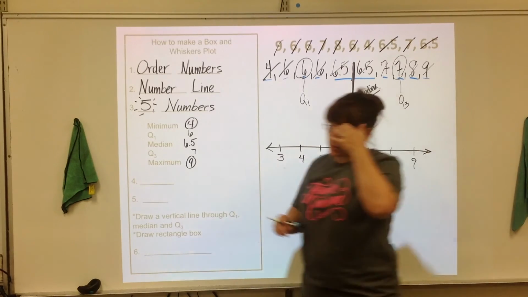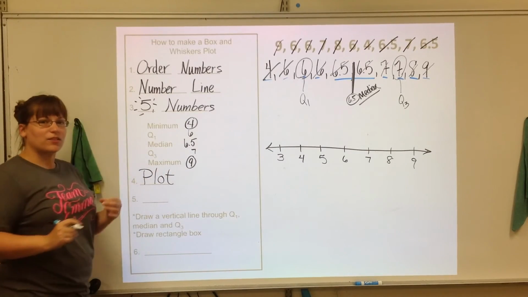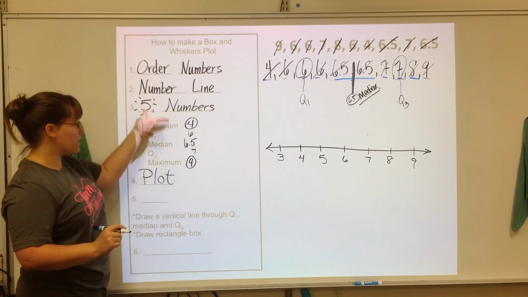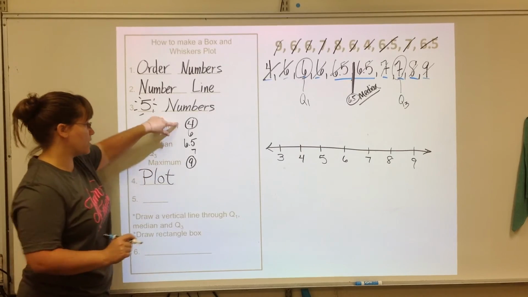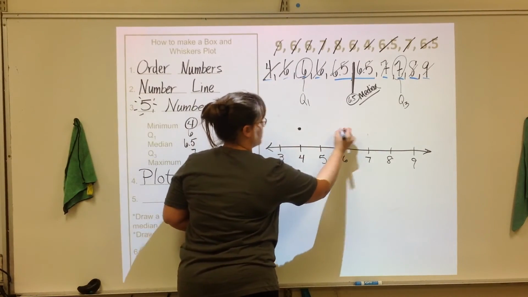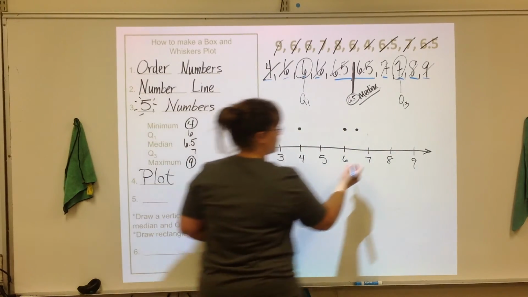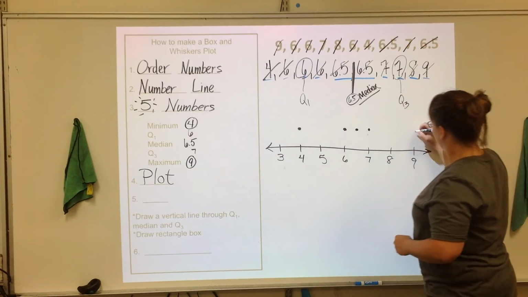Now, step 4 is just to plot. We are going to draw those dots above the number line. And these numbers are what we're plotting. So we're going to plot 4. There's a 6, we have 6.5, 7, and 9.